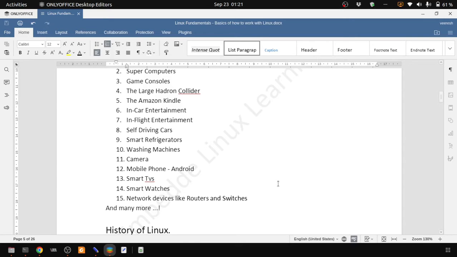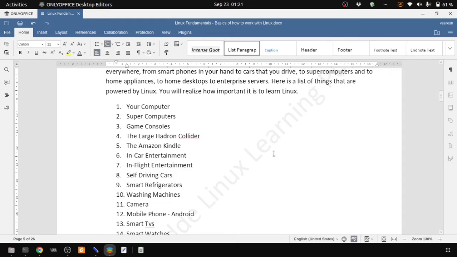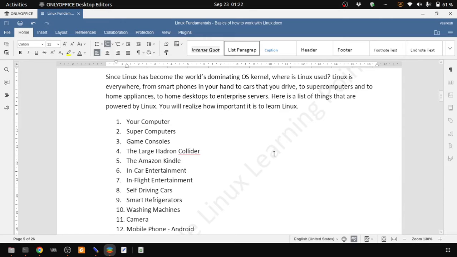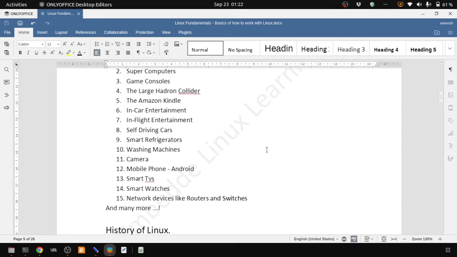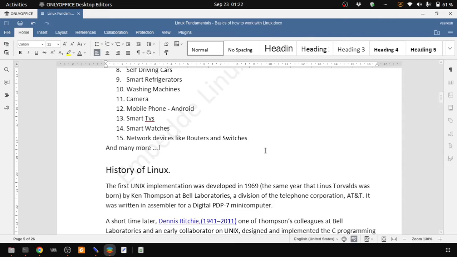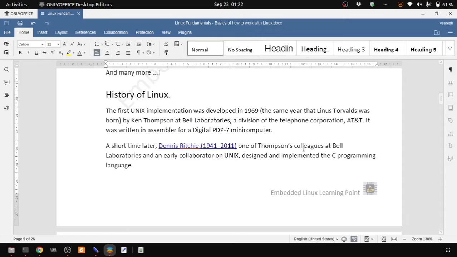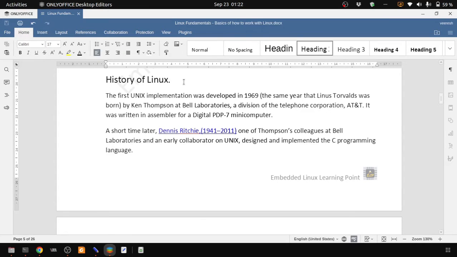So now you know that a lot of hardware, or I would say a lot of systems, are using Linux. You can realize how important it is to learn Linux. This is the first step I would say to start learning Linux. Well, let's see a bit of history of Linux. Linux was not started, I would say, from scratch. It is started.